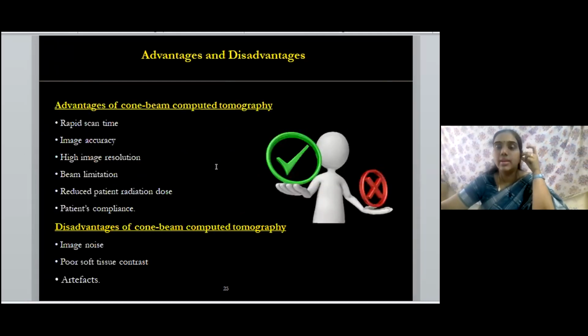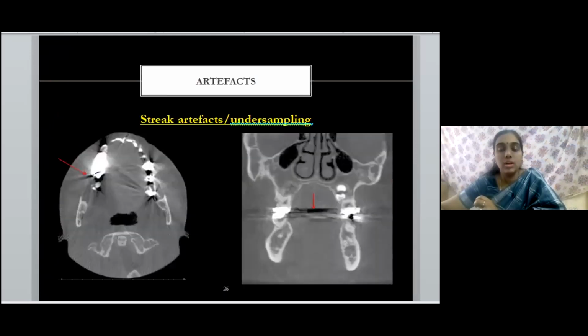So coming to the advantages and the disadvantages, as I already told you, there are only advantages and very few disadvantages, like image noise and poor soft tissue contrast, or artifacts. These two are the main disadvantages of CBCT as far as I know. Discussing some of the artifacts, these artifacts can be caused while exposing the patient. It could be due to patient movement, or due to some computer algorithms. I'll just give you some examples.